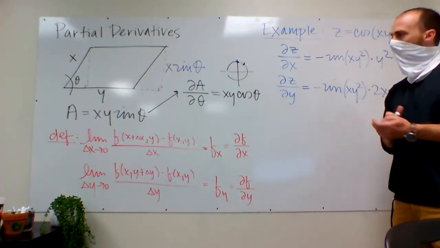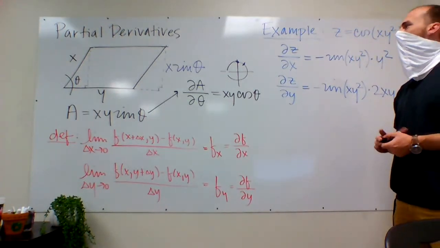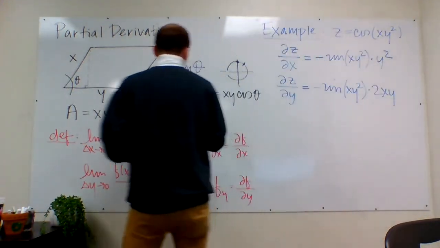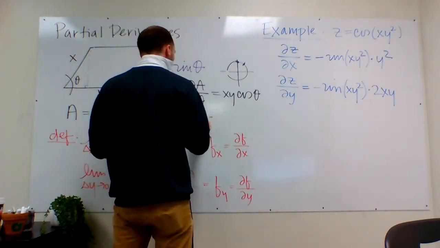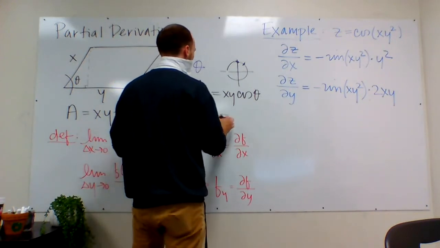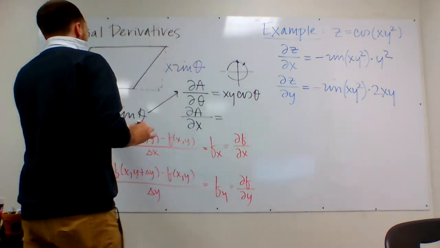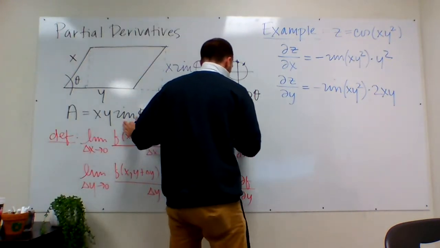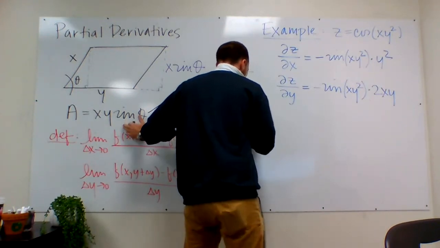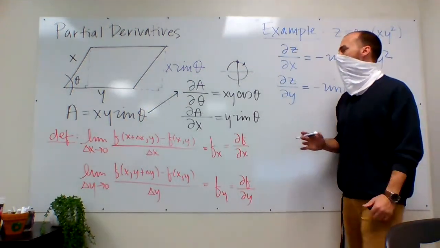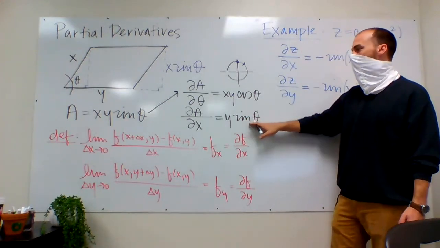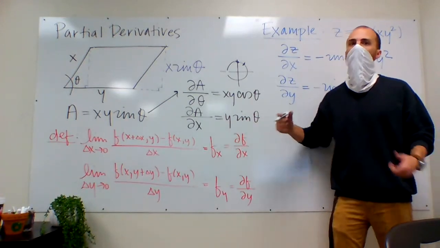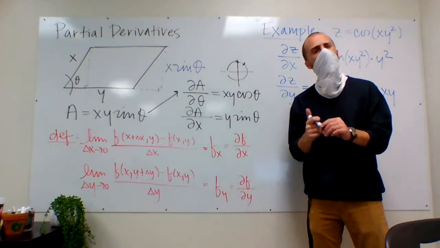Okay, I could also say the partial derivative of A with respect to one of the side lengths, like say x, is going to be y sine theta. But if we're trying to mess with x and keep theta the same, this is going to be a positive number. So if we increase x, we increase the area, which is something we already knew.